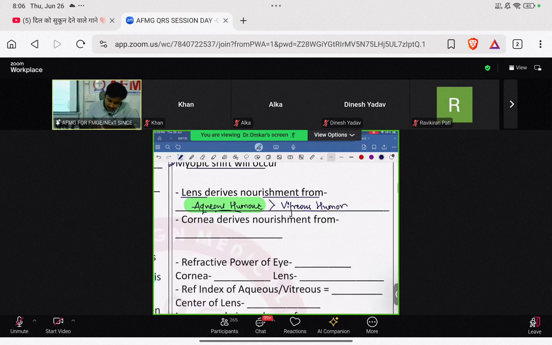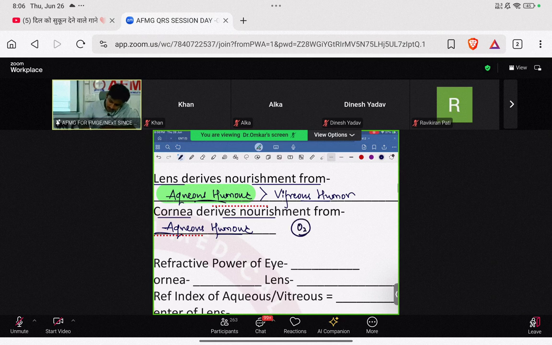Next, cornea is also transparent and avascular, so cornea derives the nourishment from, cornea तो आगे होता है, so it is only in contact with aqueous humor, so cornea can only derive the nourishment from the aqueous humor. But if they ask that cornea derives basically its oxygen from, then the answer has to be the atmosphere or the environment, beta. याद रखना, the cornea derives its oxygen from the atmosphere or environment.